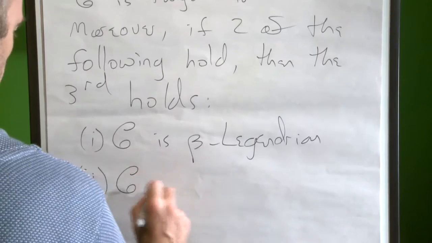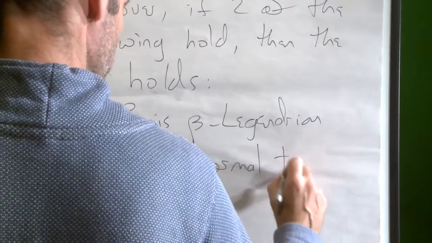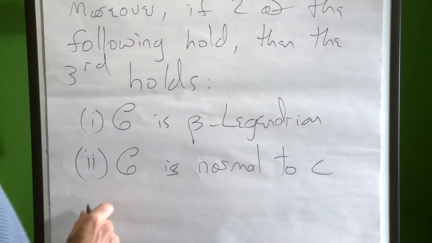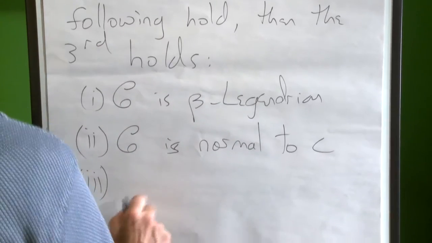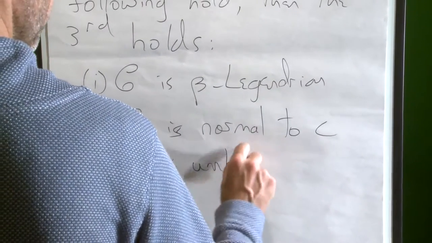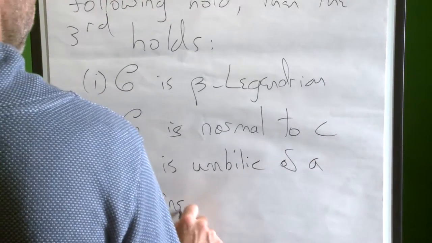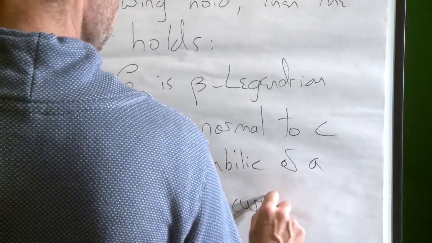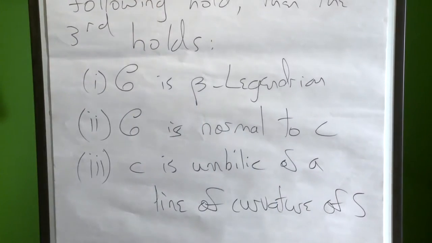The second is that C is normal to little c. And the final condition: if these two are true, the third condition is that C is umbilic or a line of curvature of your original surface S.